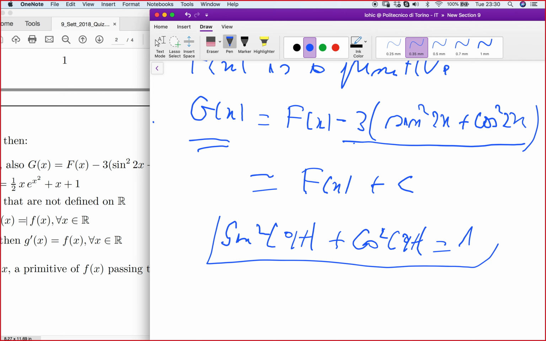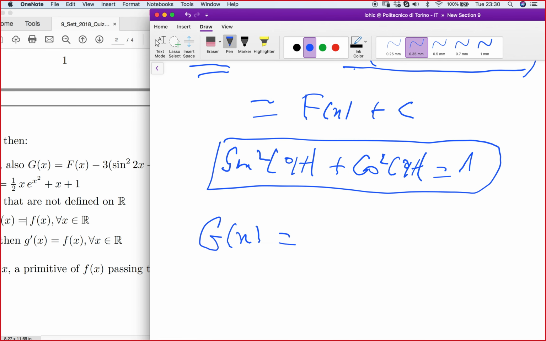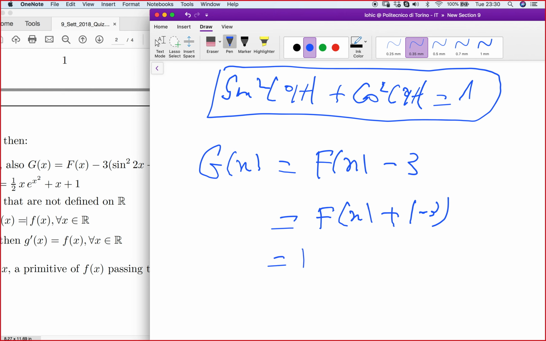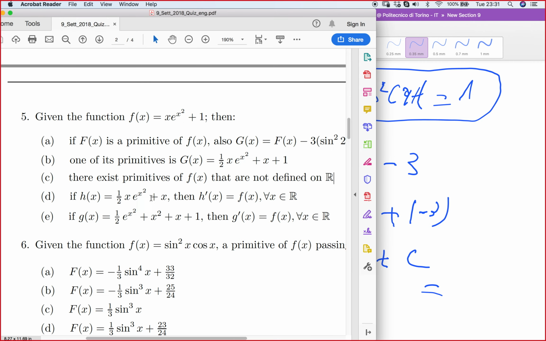The cosine square of an angle plus its sine square always gives 1. This is from high school trigonometry. So this means that g of x is just F of x minus 3. So I proved that g of x is equal to F of x plus a constant, so g of x is also a primitive, because we said that if we add a constant to a primitive, we get a new primitive. Nice. So A is correct.